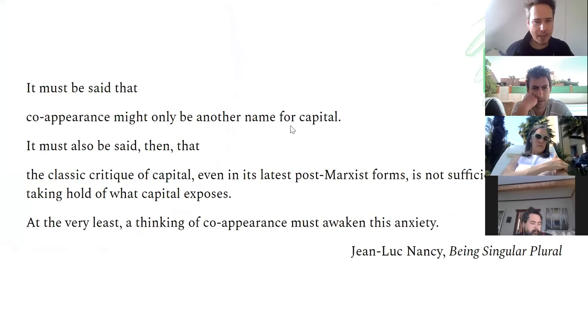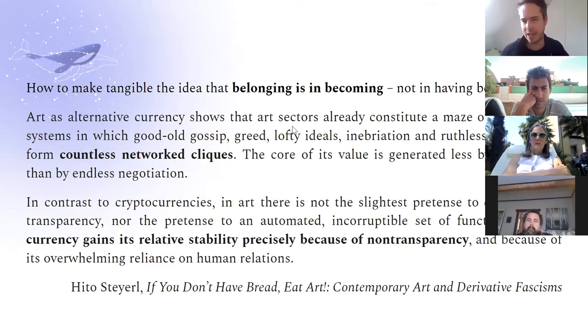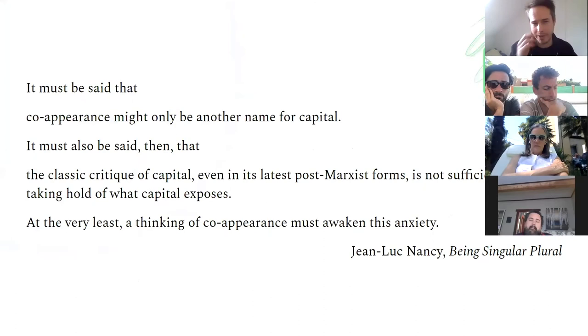So I have three quotes, basically. One from Hito Steyerl, one by Jean-Luc Nancy, and a fragment by Randy Martin, the prince of the social logic of the derivative. Maybe I will start with Nancy here because it's more analytical. So he says, in a beautiful book called Being Singular Plural, that it must be said that co-appearance might only be another name for capital.